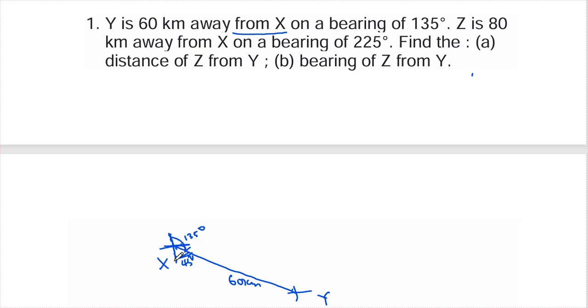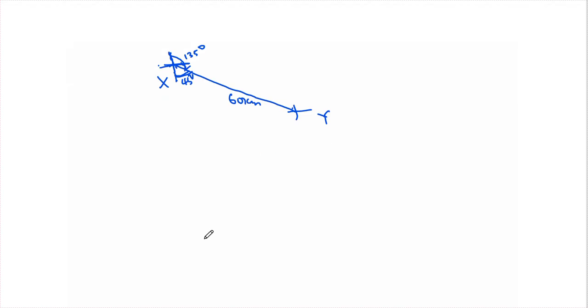Now the next one says z is 80 kilometers away from x on a bearing of 225. You see, that's another long thing. On a bearing of 225. So 225 from x, 225 means the angle is between 180 and 360. So that means 225 should be somewhere here. And the distance is 80 kilometers, meaning that it should be longer than 60 kilometers. So this is what it's going to be. This one is going to go like this.